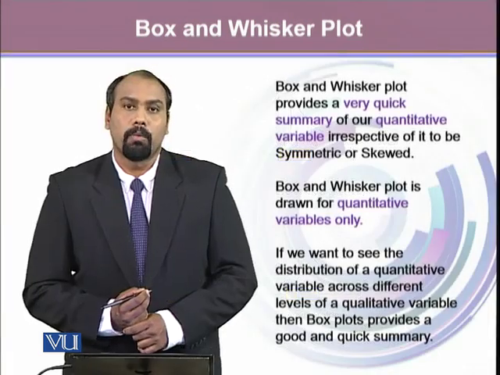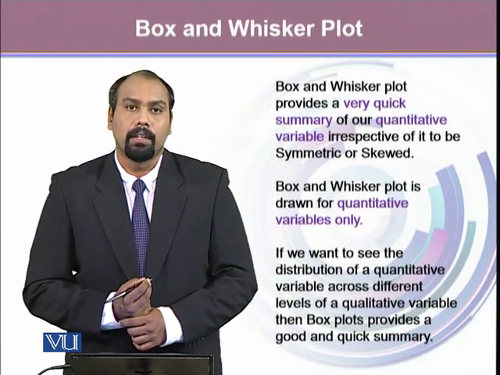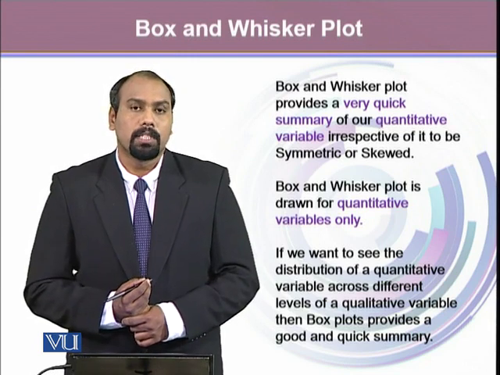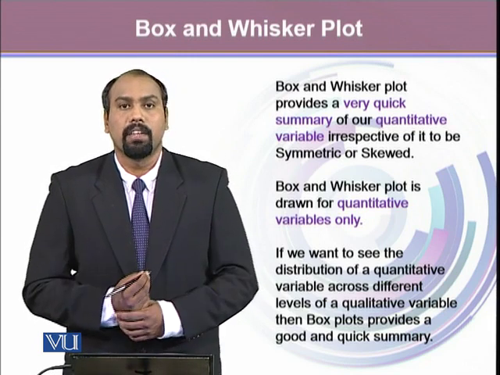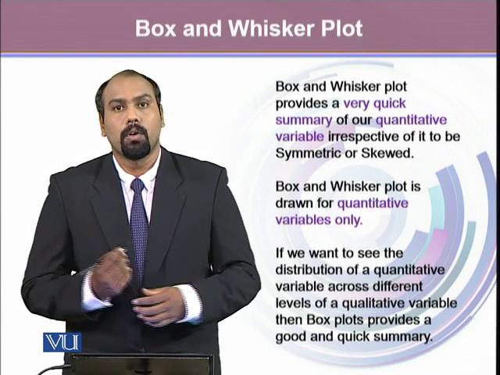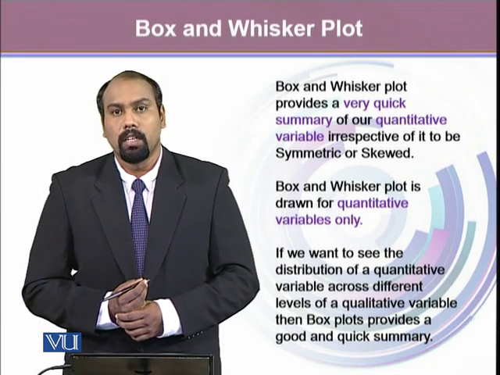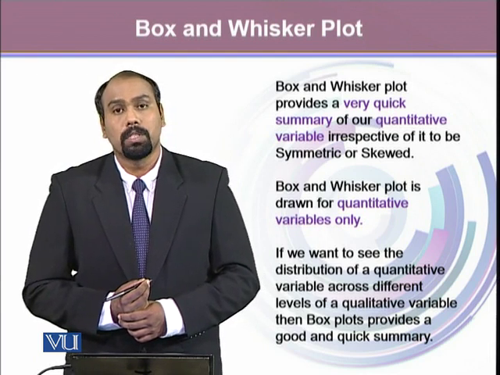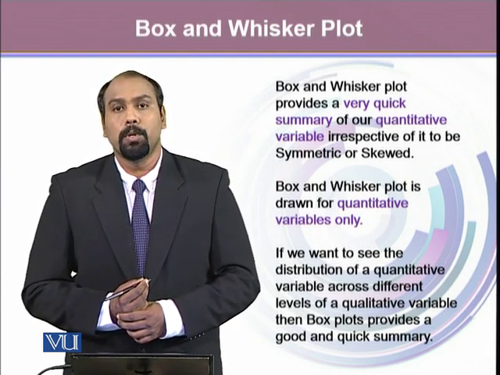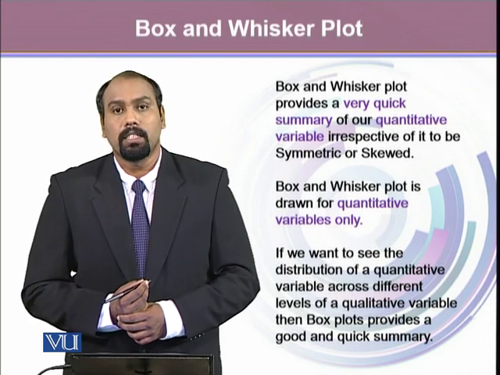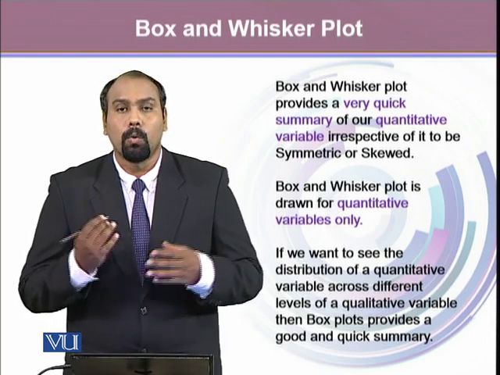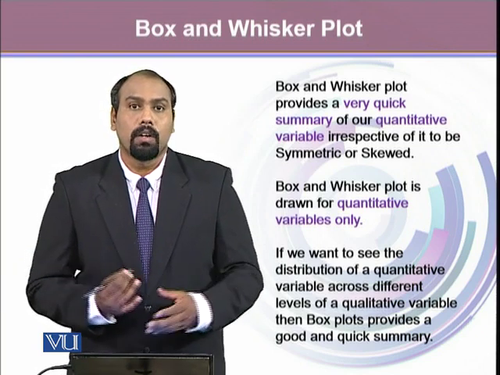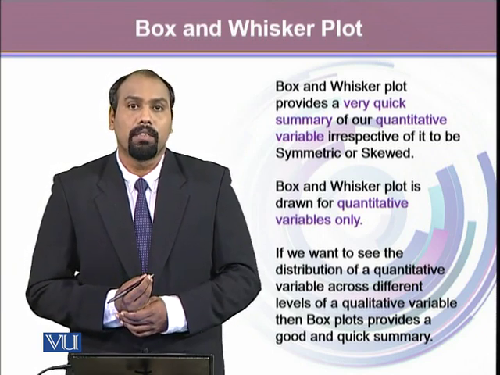Box and whisker plot provides a very quick summary of our data. It makes use of 5 values in our data. Box and whisker plots are drawn for quantitative variables. We do not draw box and whisker plots for qualitative variables. Moreover, if we want to observe the shapes of the distribution for our quantitative variable at different levels of a qualitative variable, we can draw a multiple box plot for each level of the qualitative variable.